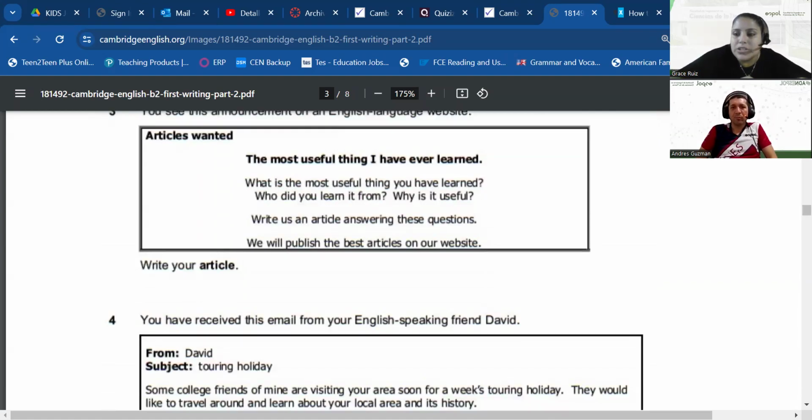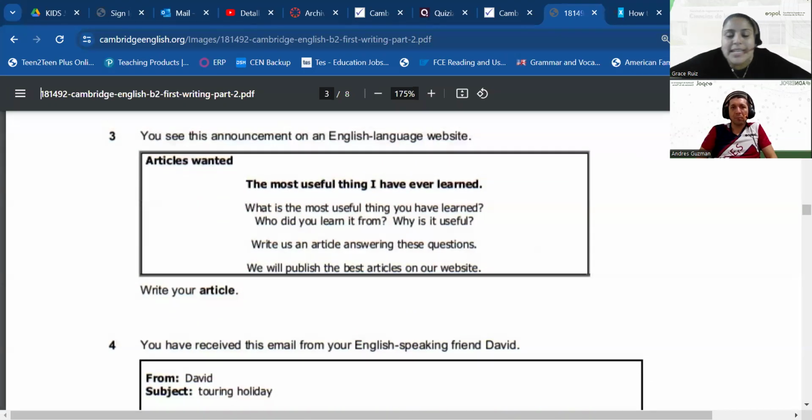The article in this case says you see this announcement on an English language website. English language website, it's probably going to be a little bit more formal, but still not academic, especially because you want to be appealing. If it is an announcement, you want to be able to relate to that person. So the article says: the most useful thing I have ever learned. What is the most useful thing you have ever learned? What did you learn? Who did you learn it from? Why is it useful? Write us an article answering these questions. We will publish the best articles on our website.